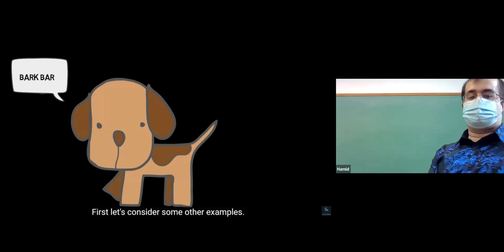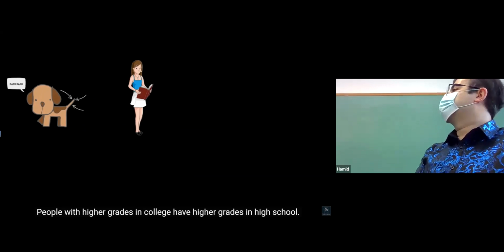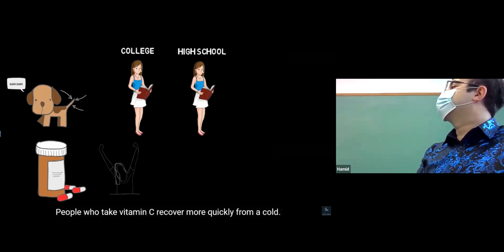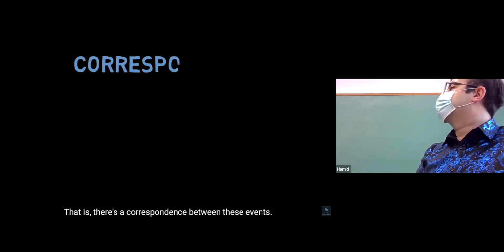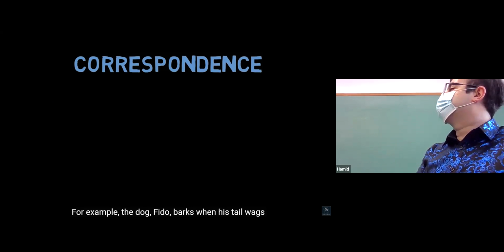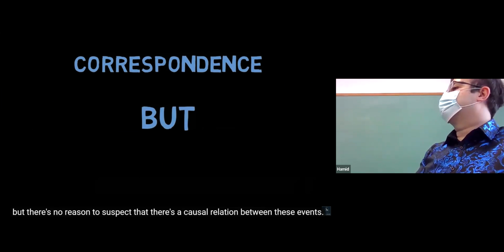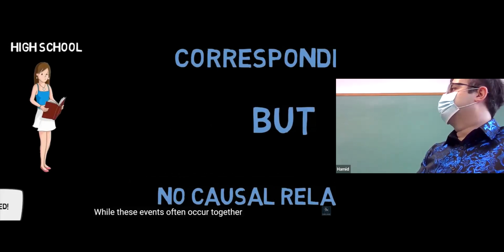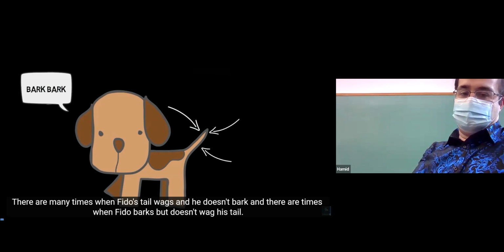First, let's consider some other examples. Fido barks when his tail wags. People with higher grades in college have higher grades in high school. People who take vitamin C recover more quickly from a cold. These are correlations. That is, there's a correspondence between these events. For example, the dog, Fido, barks when his tail wags. But there's no reason to suspect that there's a causal relation between these events. While these events often occur together, there are many times when Fido's tail wags and he doesn't bark, and there are times when Fido barks but doesn't wag his tail.